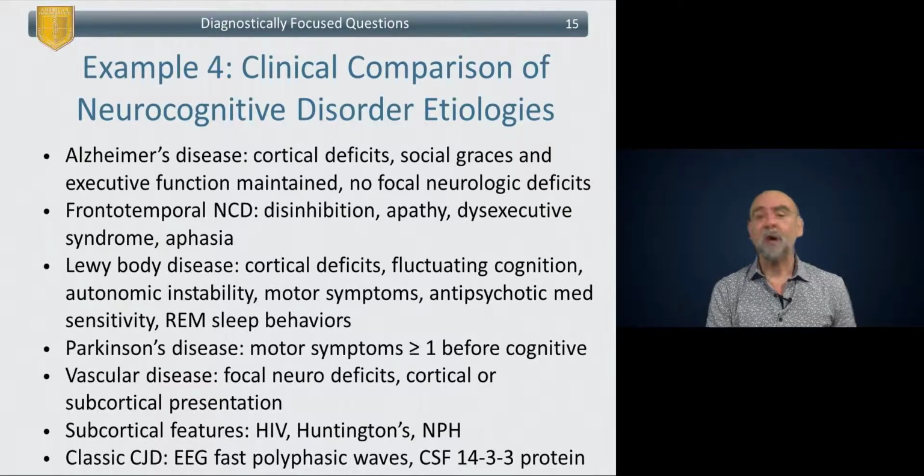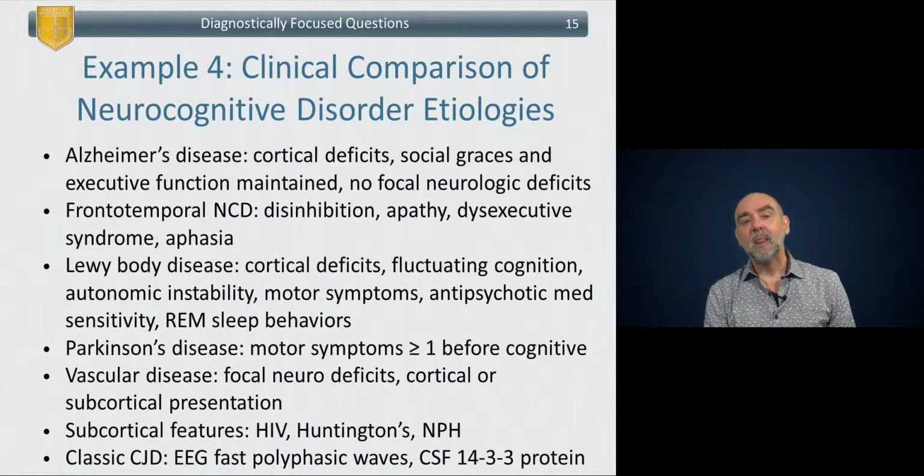So for example, Alzheimer's disease is characterized by cortical deficits, social graces and executive function are maintained, and no focal neurological deficits are going to be present, or if they are, not prominent, right? Frontotemporal neurocognitive disorder: disinhibition, apathy, dysexecutive syndrome, and/or aphasia are going to be present. Lewy body disease usually presents with cortical deficits, fluctuating cognition, autonomic instability, motor symptoms, antipsychotic medication sensitivity, and REM sleep behavior symptoms.